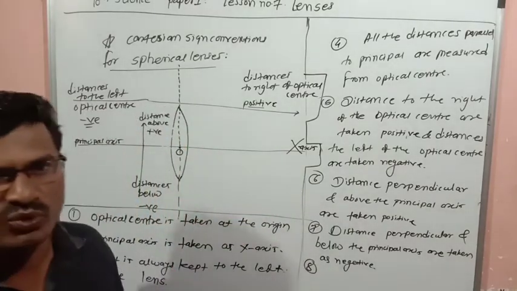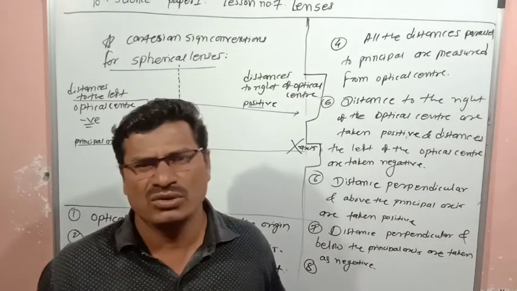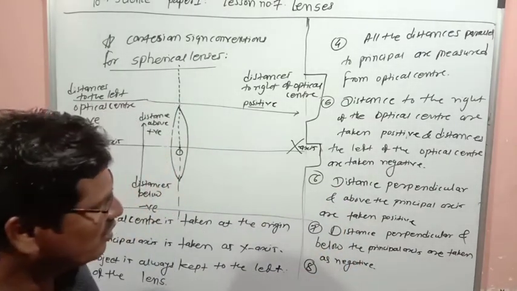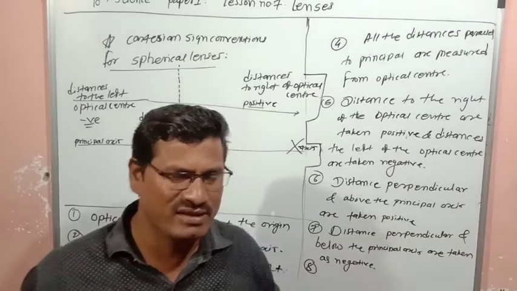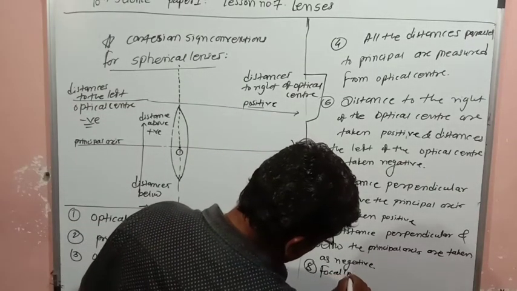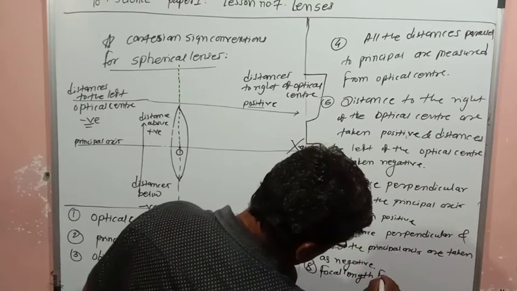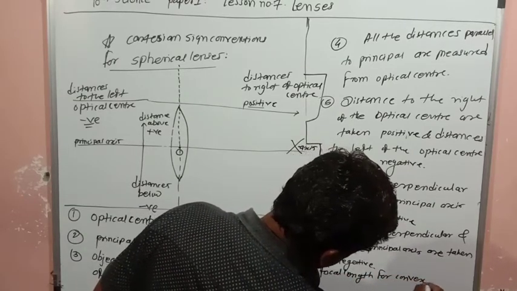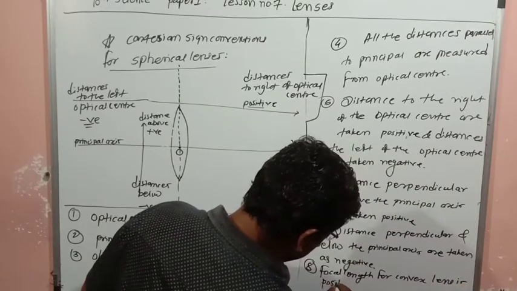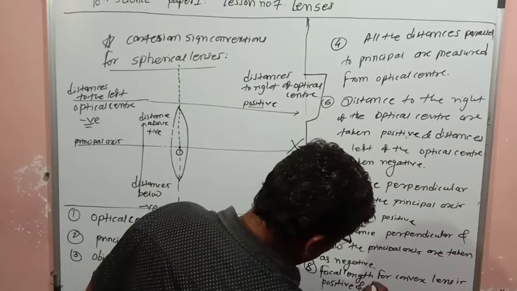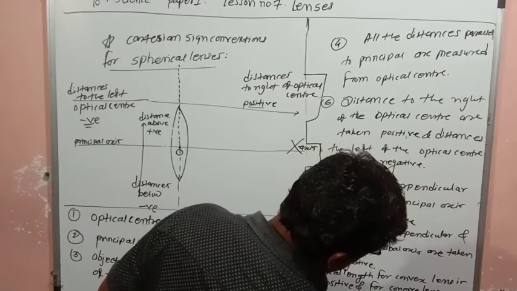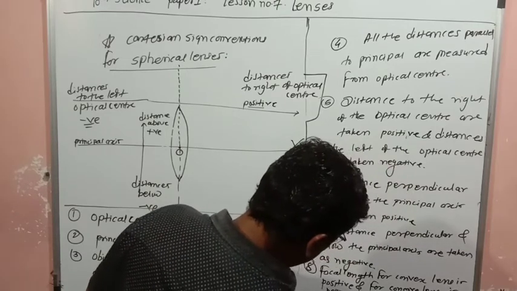Eighth point, what is the eighth point? It is related to the focal length. Focal length for the convex lens is positive, and for concave lens is negative.